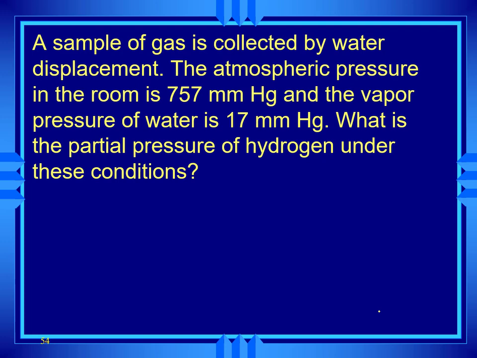Okay, so we've got a sample of gas collected by water displacement, where we bubble the gas into the flask to push the water out of the way. We displace the water with the bubbles. Okay. The atmospheric pressure is 757 millimeters of mercury, and the vapor pressure of water is 17 millimeters. What's the partial pressure of hydrogen? So apparently the gas we collected was hydrogen.